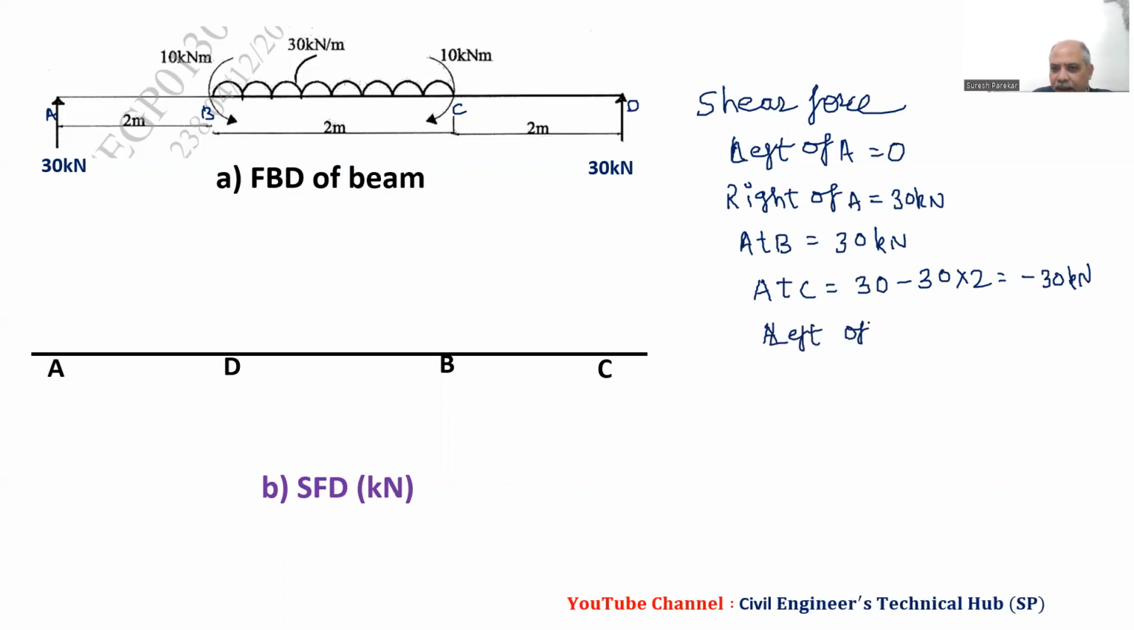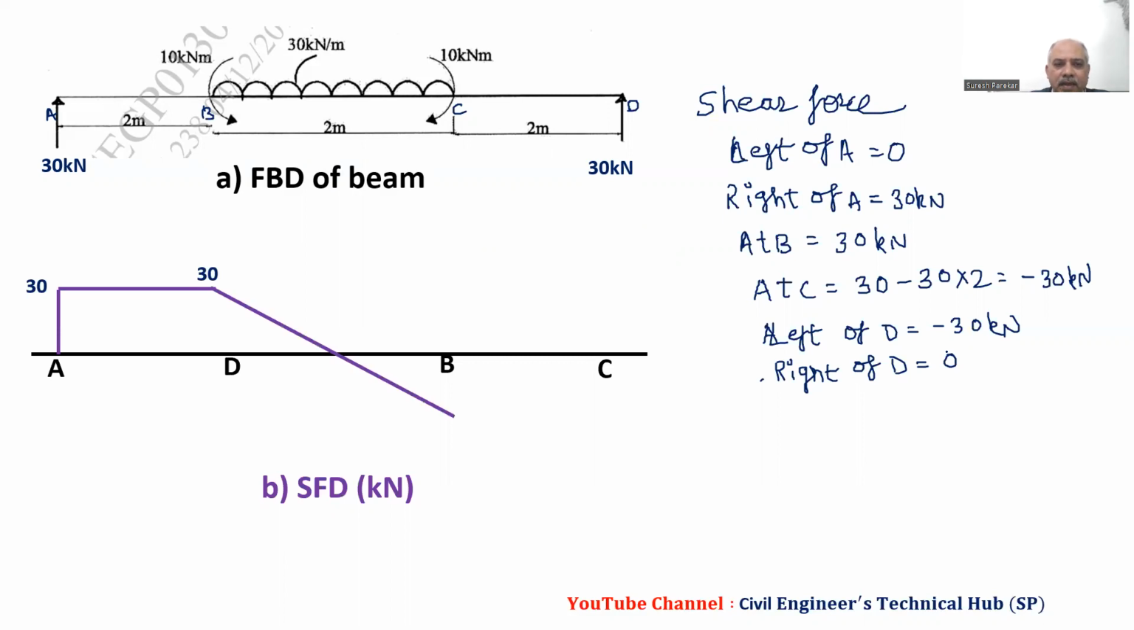Then left of D, same, minus 30, and right of D, 0. So the values are 30, same, then minus 30, then 30 and 0. You can see couple is not considered in the shear force diagram. You have to keep that in mind.